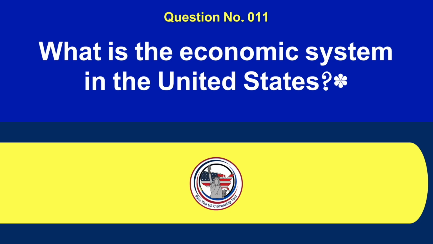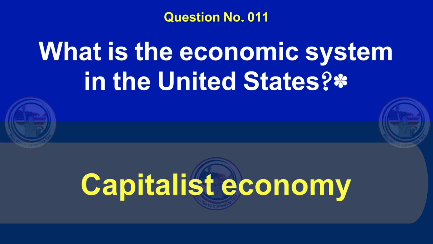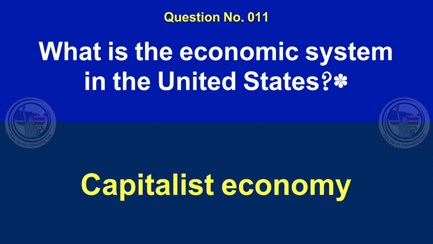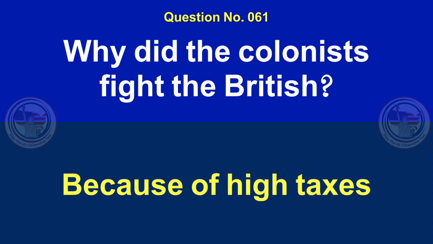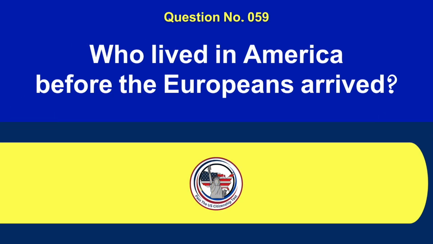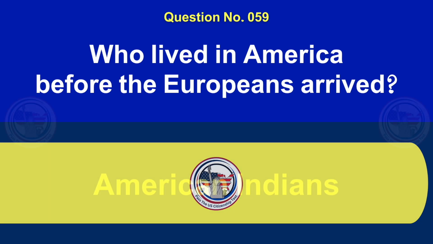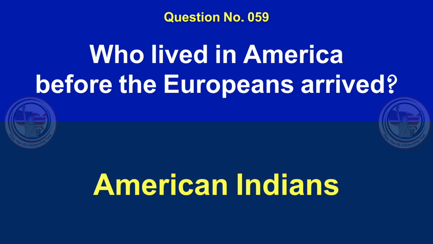What is the economic system in the United States? Market economy. Why did the colonists fight the British? Because of high taxes. Who lived in America before the Europeans arrived? American Indians.